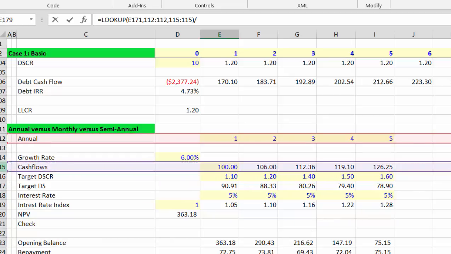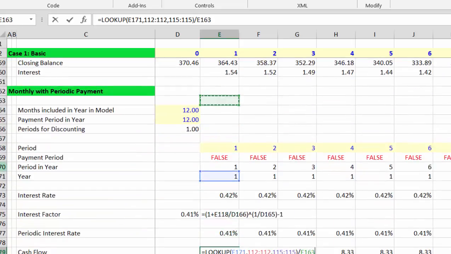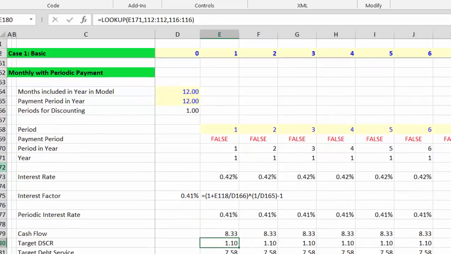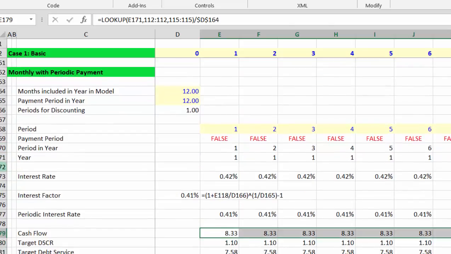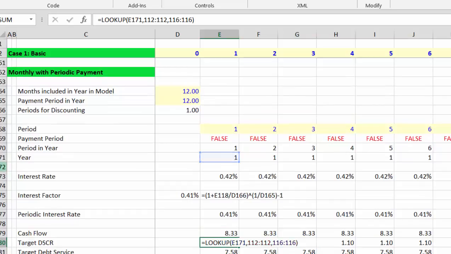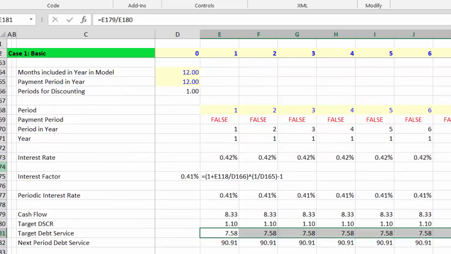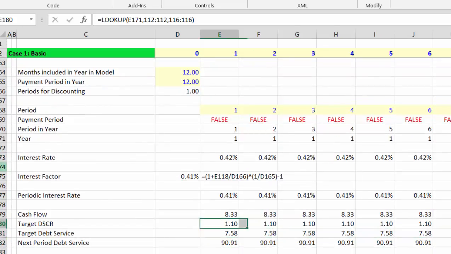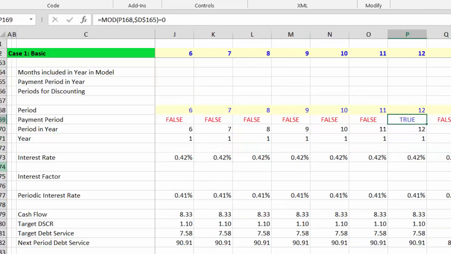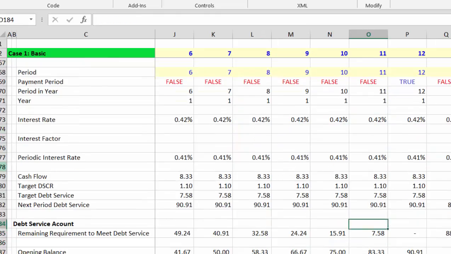And we're going to divide that again by this statement that says we're doing a monthly analysis. The target DSCR I don't have to get anymore. It's the same thing. And then the target debt service is, of course, the amount you divide. Now, the problem is we're not going to pay this debt service each period. We're going to just pay it in our special little monthly periods.